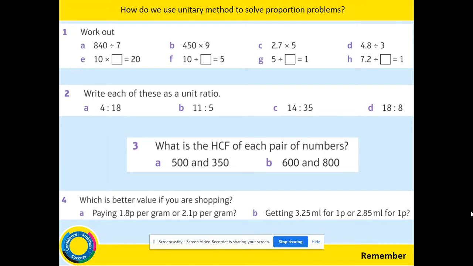Okay, the first thing that you need to do, please, is answer the four questions that are on the screen. So please pause the video and play when you are ready to go through the solutions.